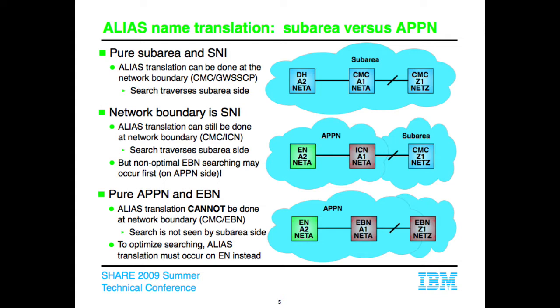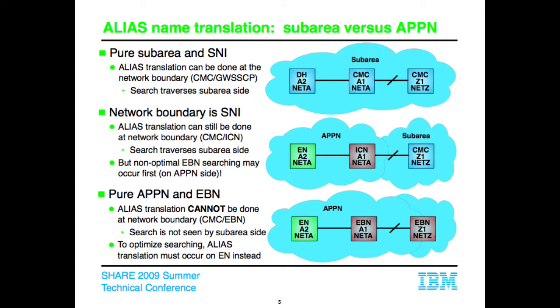All right, so in this case, if the end node, just like the data host, sent an unqualified alias search into the network node, before it searched the subarea side and the subarea network and searched into network Z, the subarea side of the network node, or the interchange node, would actually get control, and it would be able to translate that alias name to a real name before it performs the subarea search.